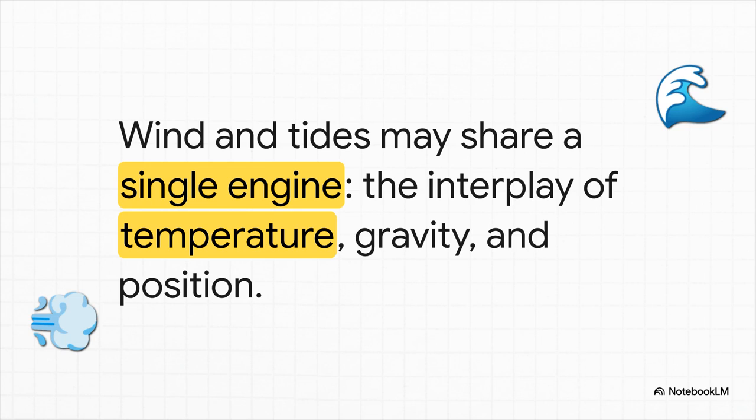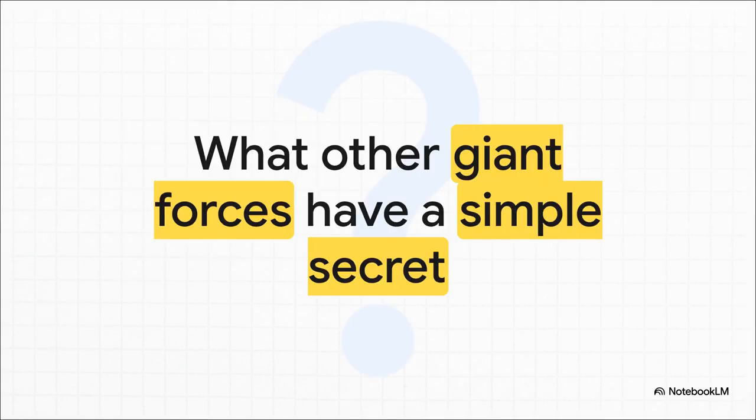Whether we're talking about the air moving on our planet or the water moving in our oceans, it seems like they're both powered by the same elegant engine, natural circulation, driven by the simple dance between temperature, gravity, and position. It's a pretty wild thought, isn't it? That the key to understanding some of the biggest forces on our planet might be as simple as just tilting a tube. And it really makes you wonder, what other giant forces of nature are out there, just waiting for us to finally spot their simple secret ingredient?